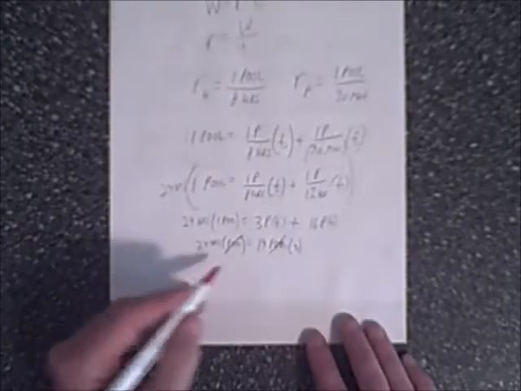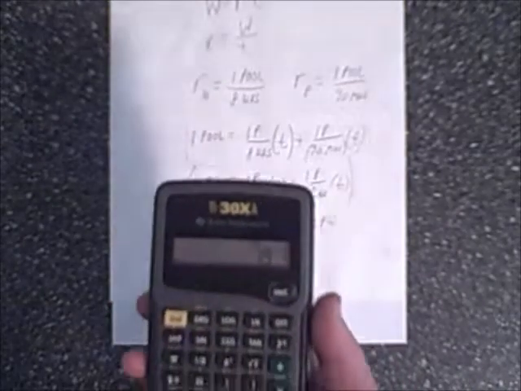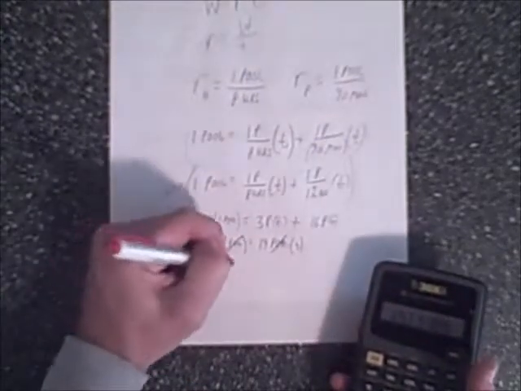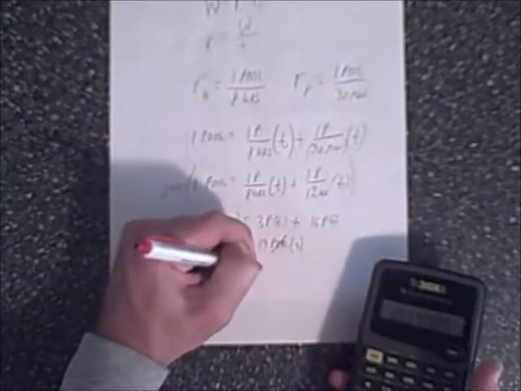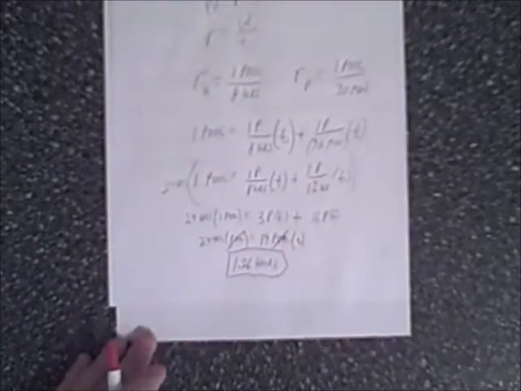Alrighty, and then lastly, we take 24 divided by 19, and I'm going to pull out the calculator. So 24 divided by 19 equals 1.26 hours. Okay, that will be how long it will take if they work together.